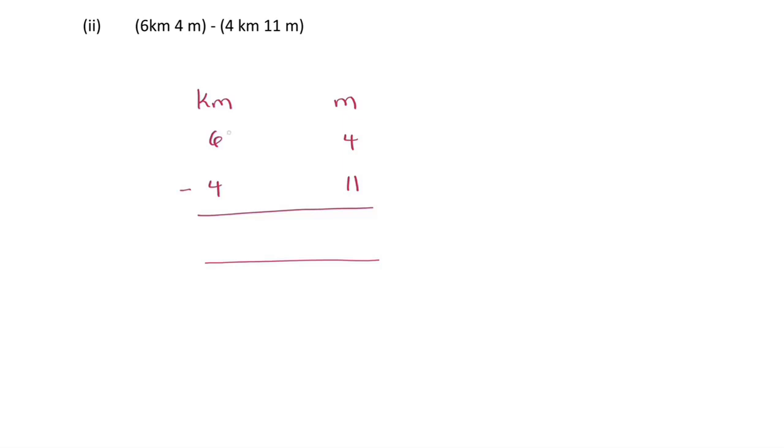Then we are going to take 1 kilometer from here, which is equivalent to 1000 meters. Then adding this, we are having 1004 meters. Now this one minus 11 meters equals to 993 meters. Okay, so here we are left with 5 kilometers minus 4, this becomes 1 kilometer. And this is going to be our answer.